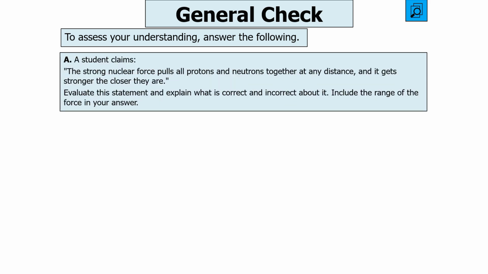A student claims the strong nuclear force pulls all protons and neutrons together at any distance, and it gets stronger the closer they are. Evaluate this statement and explain what is correct and what is incorrect about it. Include the range of the force in your answer. So pause the video now, then unpause the video when you want to go through your answer.